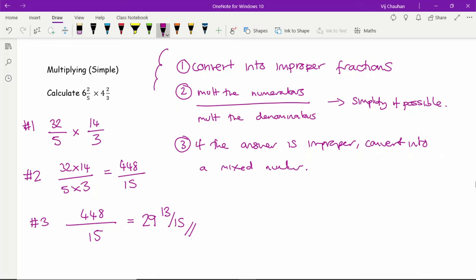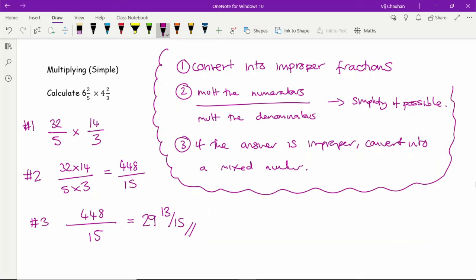So again, these 3 steps apply to multiplying with mixed numbers. And the first thing you want to do, all you've got to remember, is just convert it to an improper fraction first. So if you have any mixed numbers, and then it's just straightforward fractions. And then trying to simplify where you can.